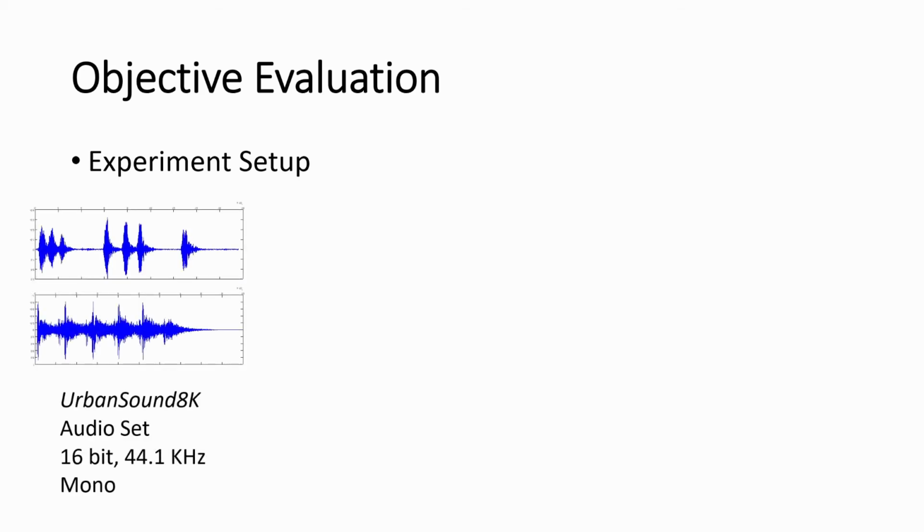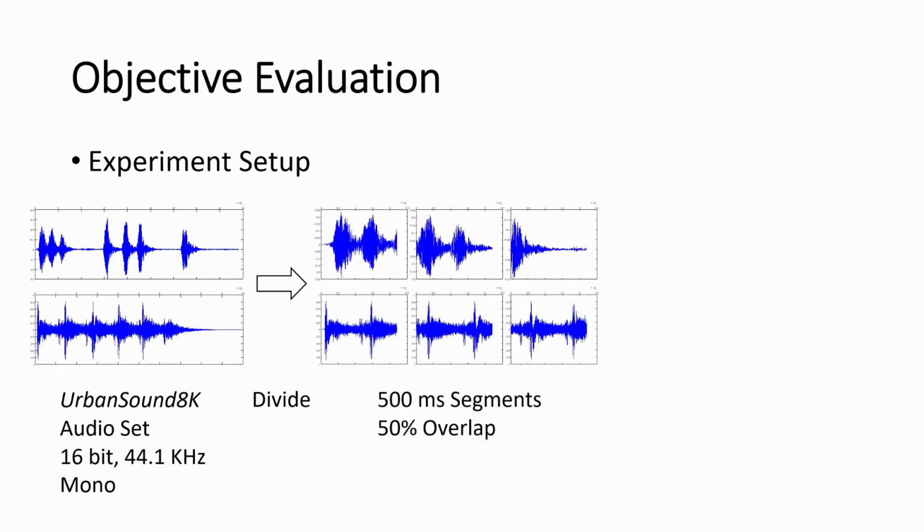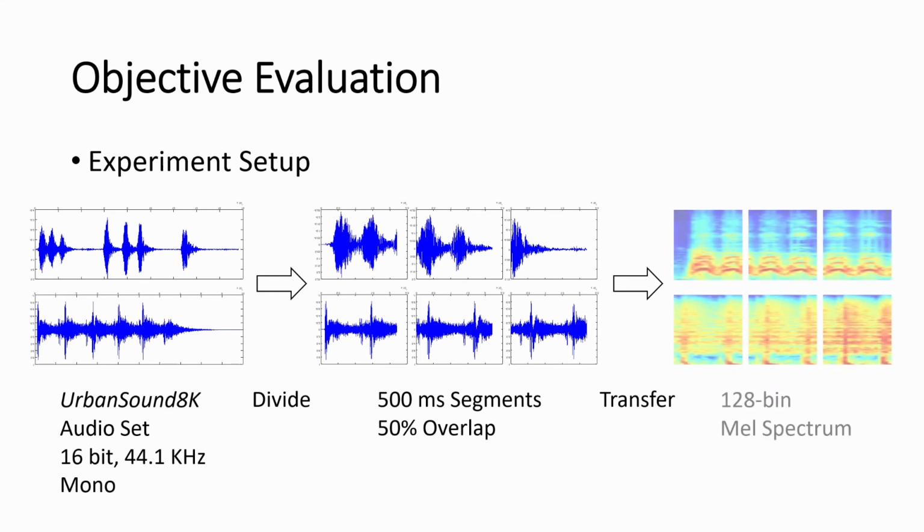For objective evaluation, we propose two metrics based on the concept of IS and FID. To set up our experiment, the first step is to retrain a CNN with a large audio training set to ensure that the network can work well with extracted audio features. So we use the UrbanSound8K dataset and convert all audio into mono signals. Then we divide each signal into short segments with overlaps and transform them into Mel spectrograms to represent the audio features.